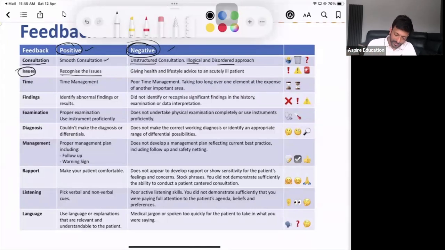So make sure you recognize the issue, because giving health and lifestyle advice to an acutely ill patient doesn't make any sense. That's very important.